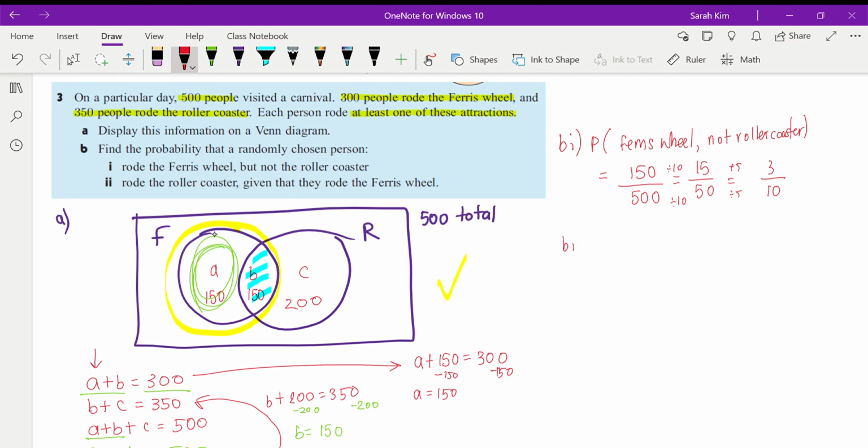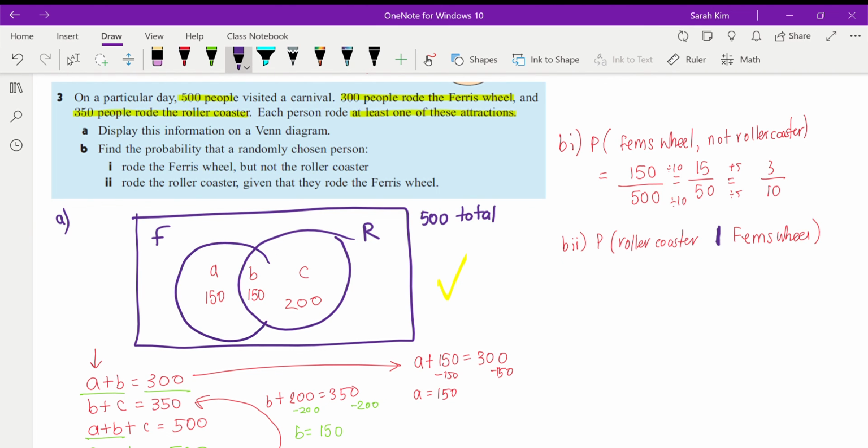Alright, let's do BII. Rode the roller coaster, given, remember given means a little dash, it's a conditional probability. Given that they rode the Ferris wheel. So when we have a conditional probability, I'm just going to erase all the highlighted bits so we can work on BII.